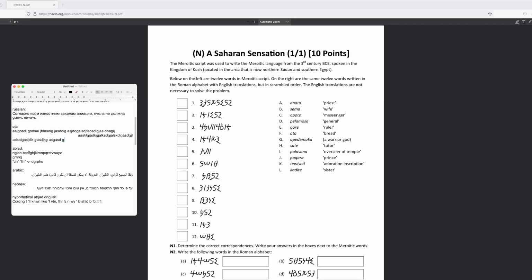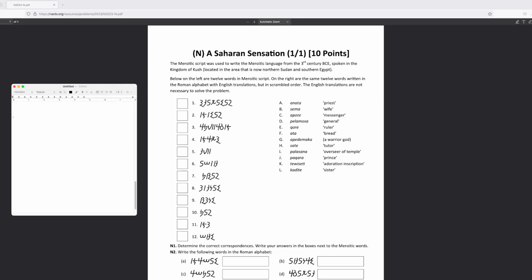Just something to keep in mind for the future if you're doing a problem where you actually are looking at a block of text. So now that we've covered most of the major things that have to do with writing systems, at least at a basic level for solving writing system problems, we're now ready to dive straight into the problem.